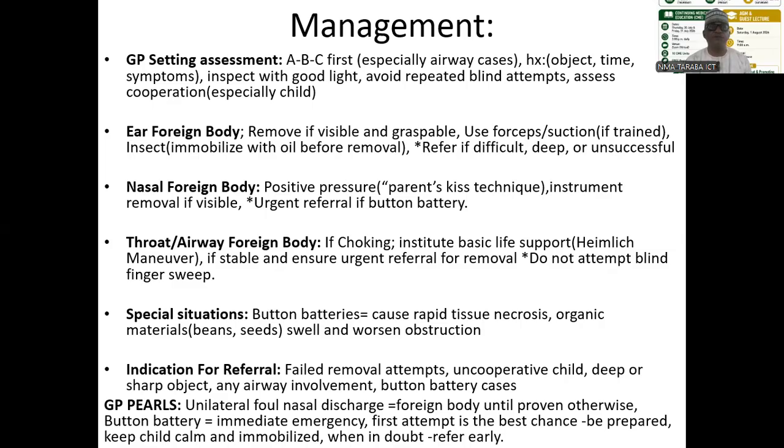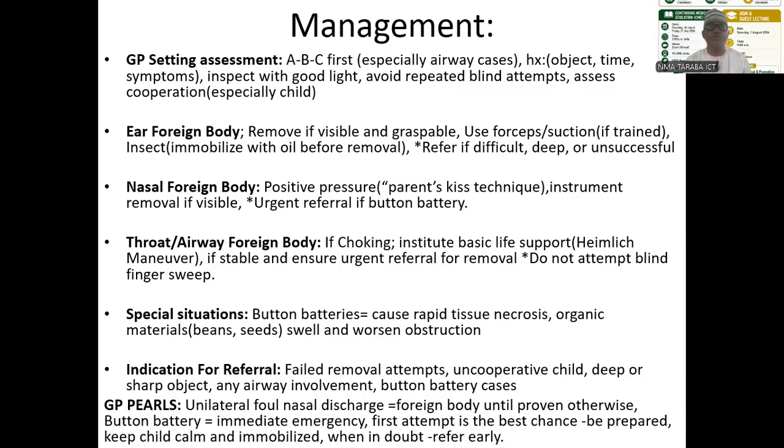For nasal foreign body, positive pressure, that's the parents' kiss technique. Some parents use their mouth to suck out things from the baby's nose. Sometimes by so doing, they can suck out the foreign body. Instrument removal if the foreign body is visible. These basic things that I've shown in the table before this slide are things that you can select appropriately and use.